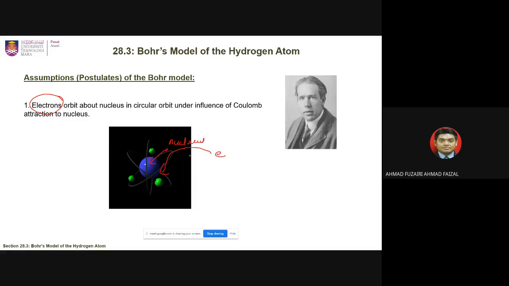The electron orbits the nucleus under the influence of the Coulomb force. Remember, what is Coulomb? The interaction between charges. So that's how the electron and the nucleus interact. The nucleus is where we get the proton, the positive charge, and the electron is the negative charge. With the influence of the Coulomb attraction, the electron orbits the nucleus. So you should know this is the Bohr model.